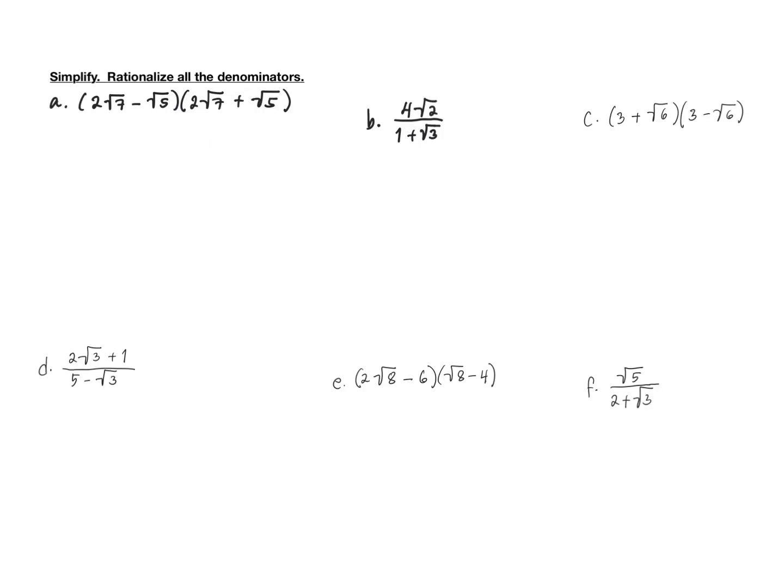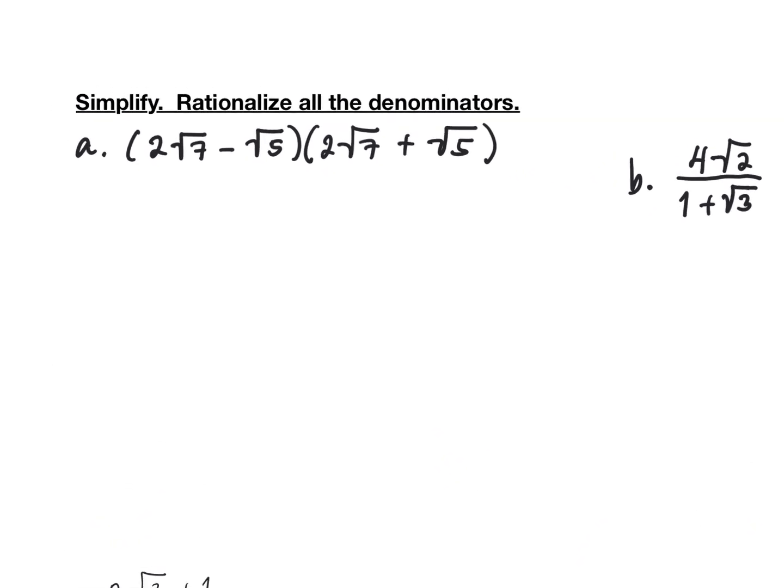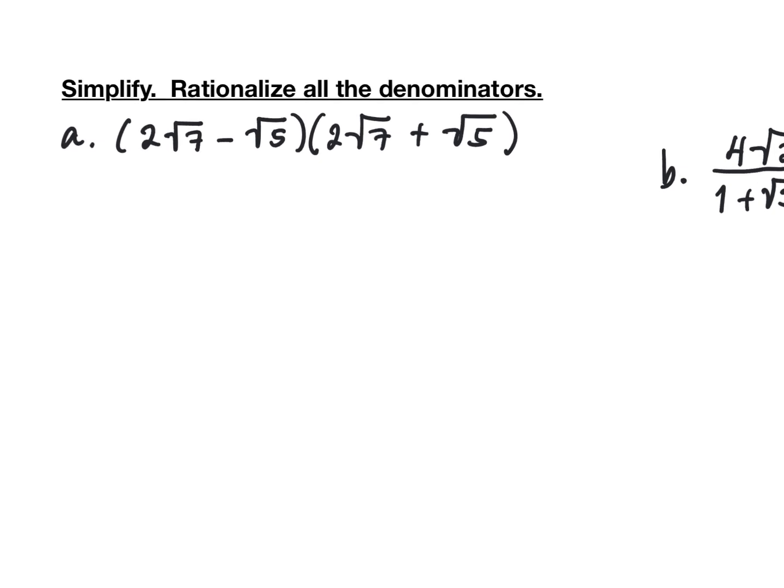Okay, simplify, rationalize all the denominators. Okay, so let's look at letter A in here. The first thing I notice in here is that the signs of the binomials are actually opposite. So this is just like our special binomials, a minus b multiplied by a plus b, the opposite signs. And the product of this is going to be a squared minus b squared.